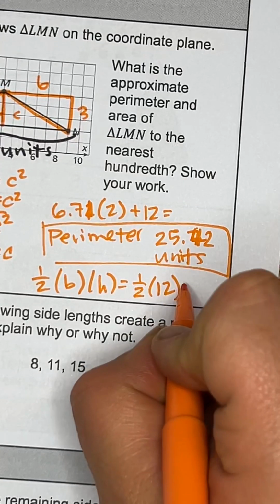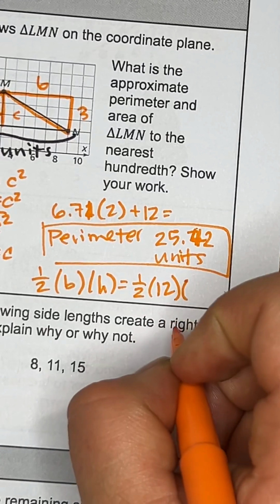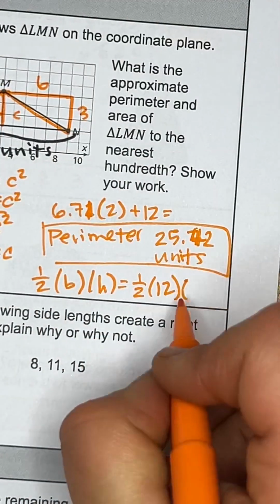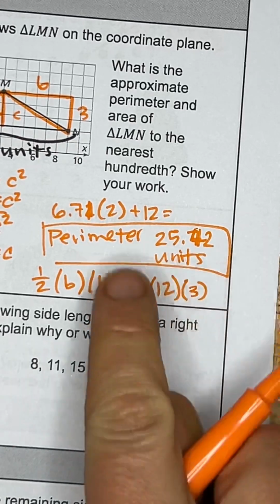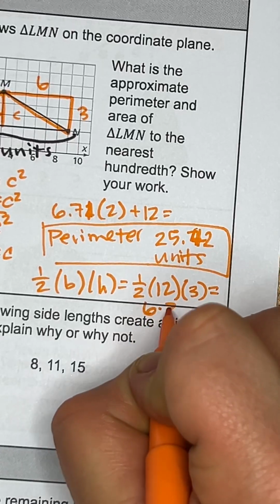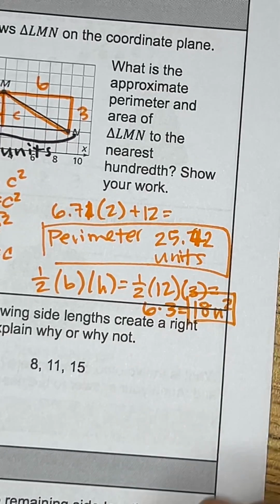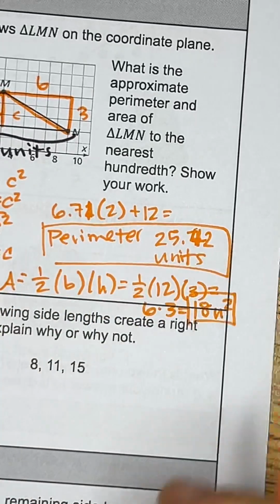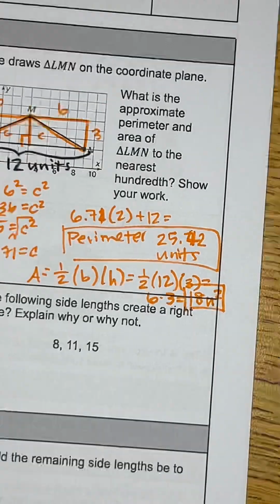So in this case, the base and the height are really not hard to find, but don't be surprised if you have a funky right triangle or an isosceles triangle or an acute triangle or all sorts of different things where you might have to do more complicated math. But 1/2 times 12 times 3, or 6 times 3, which is 18 units squared, is my area. That's my area. Cool? Cool.